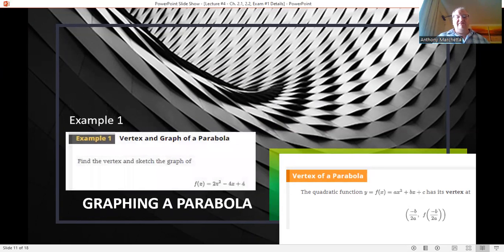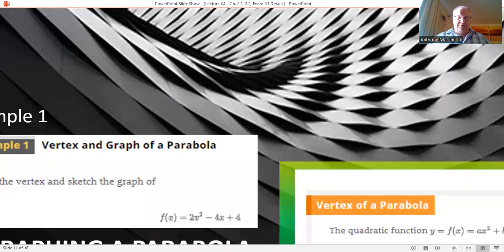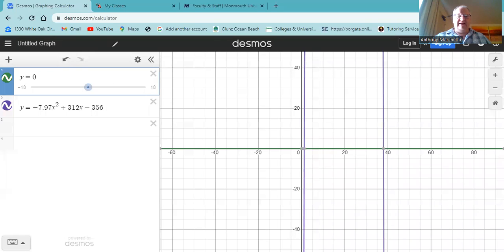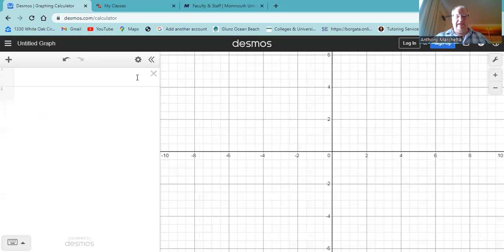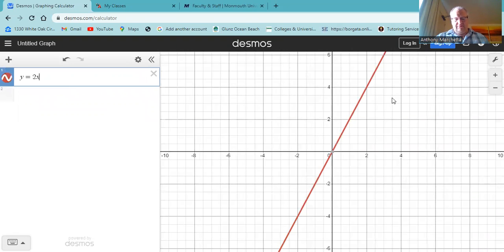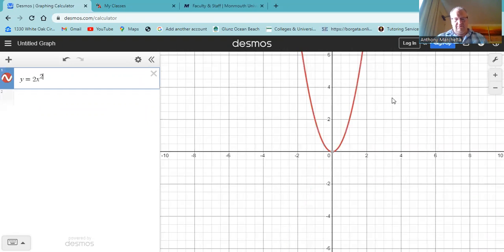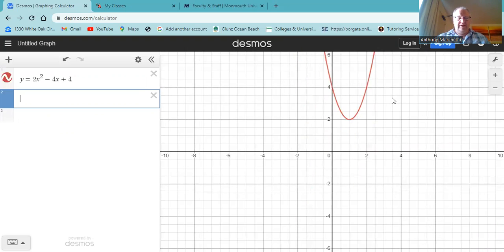So here's a great example. Example 1, please find the vertex and please sketch the graph of this function. And you can see it's a simple parabola, 2x squared minus 4x plus 4. Let's go on over into Desmos. And let's clear everything out of Desmos again. And now I'll type in that formula, y equals 2x squared minus 4x plus 4.